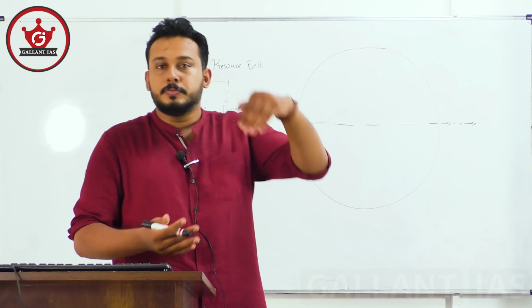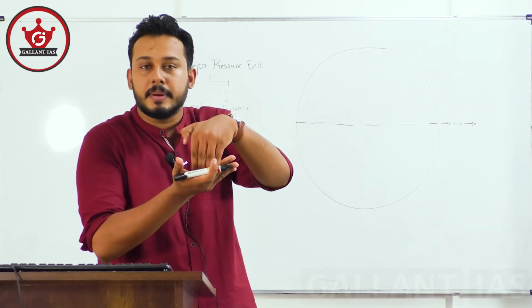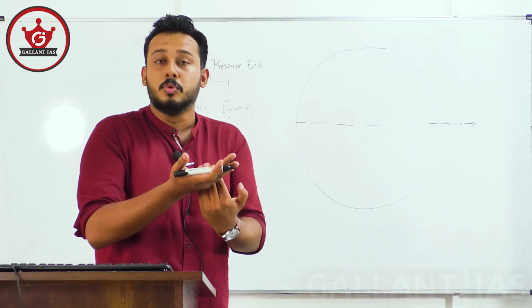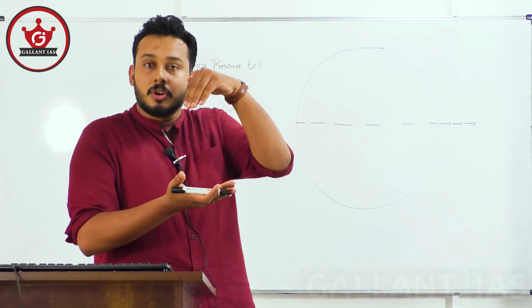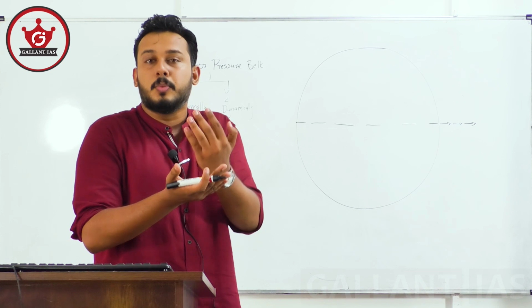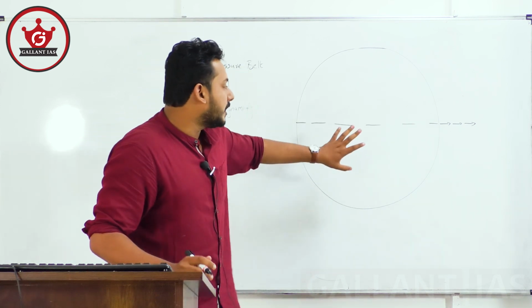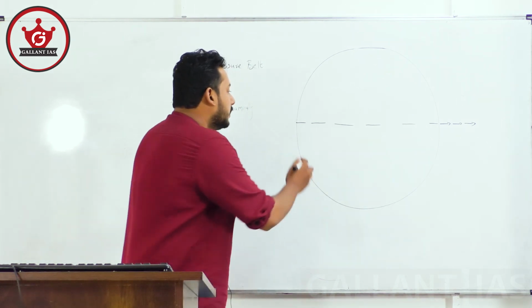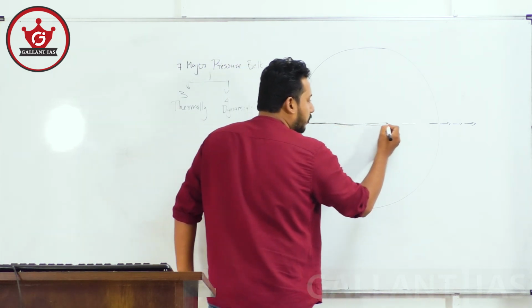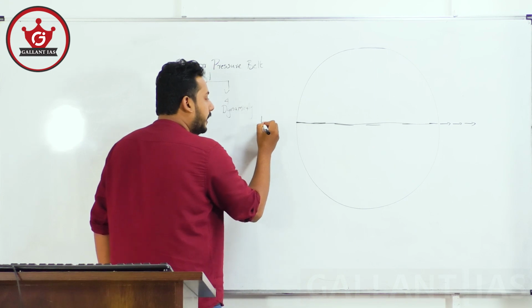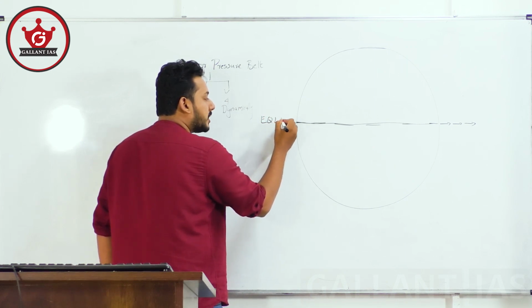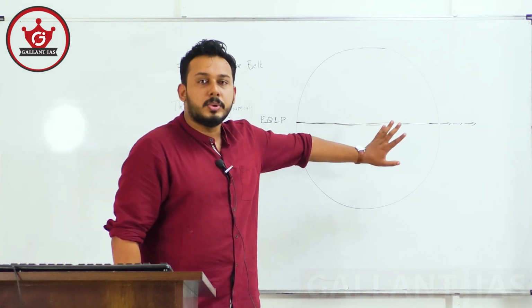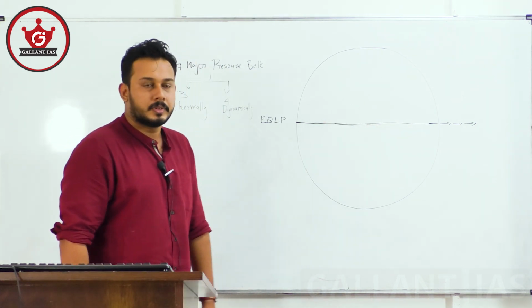Remember, atmospheric pressure is the pressure exerted by the atmosphere on Earth. But in the equatorial region, the air has the tendency to move upwards. So, it's not coming down, it has a tendency to go upwards. So, atmospheric pressure in the equatorial region will be low. The pressure belt at the equatorial region, we call it the equatorial low pressure belt.